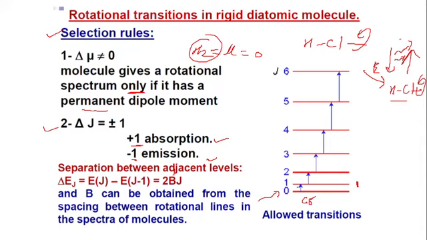Okay, that time it absorbs some energy, that is called absorption, and whenever this molecule goes to the ground state, that time it emits some energy, that is called emission energy. Here the separation between the adjacent levels, for example, the energy delta E, is equal to what? The energy of the J value minus the energy of the J minus 1 value. That means here, it is equal to what? To BJ. Okay, and the B can be obtained from the spacing between the rotational lines in the spectra of the molecule. This is the allowed transition.